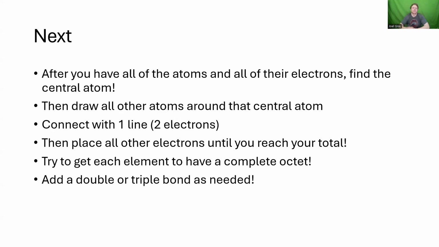Typically, this is going to be the one that's written farthest to the left, but immediately you're going to see that there's an exception to this. Then we're going to draw all other atoms surrounding that central atom. We're going to connect those atoms to our central atom through one line, which is representative of 2 electrons. We're going to place all other electrons until we reach our total. Then we're going to try to get each element to have a complete octet. Now, we talked about this as early as last Monday, the 24th, and then we talk about it again. Are there some elements that are exceptions to the octet rule? There absolutely are. Whenever we need to, we might need to draw a double or a triple bond. So, this is our process.